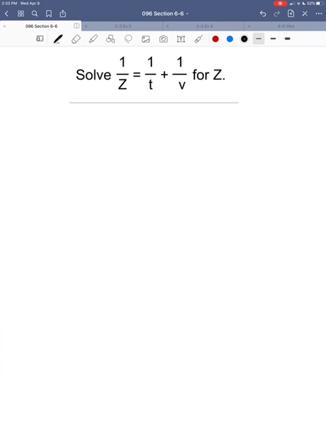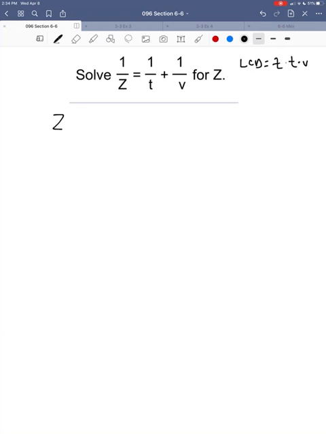And remember, if I'm solving for z, that means I want to get the variable z on one side only, all by itself. So my LCD has to contain any factor that appears in an individual denominator. In this case, each denominator just has one factor: z, t, and v. So that's just what my LCD is going to be. I'm just going to take z times t times v, and I'm going to multiply both sides of the equation by that.